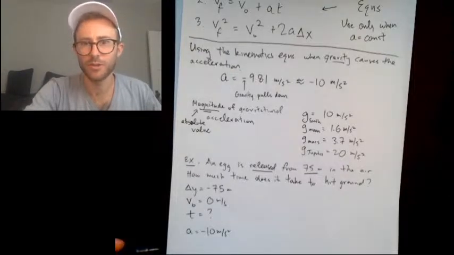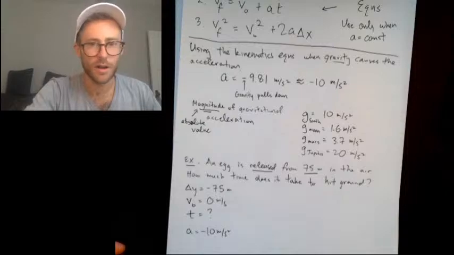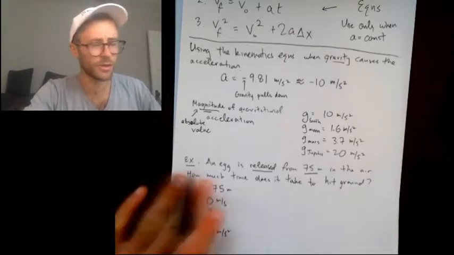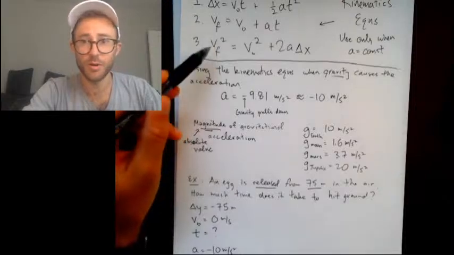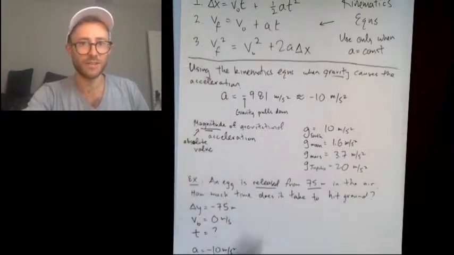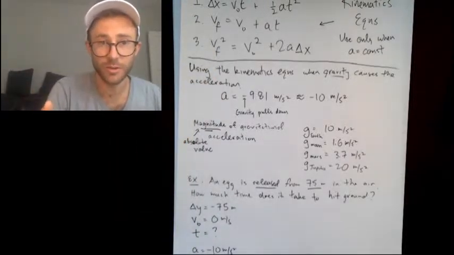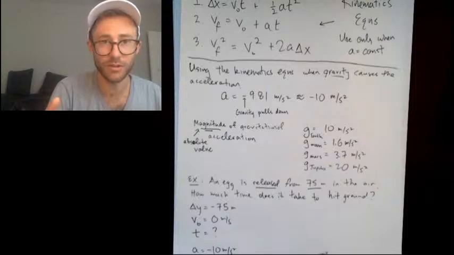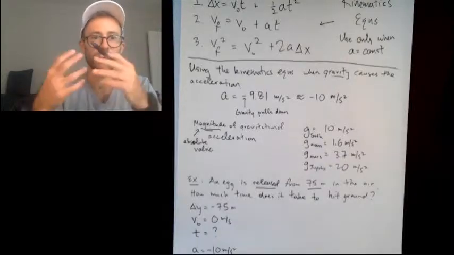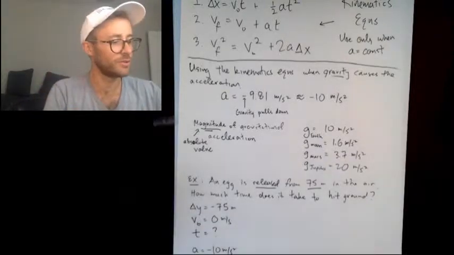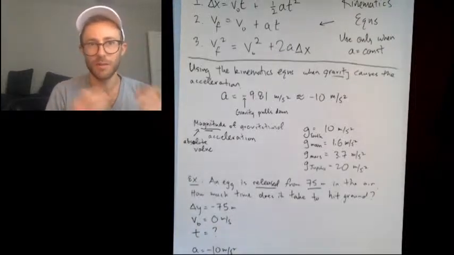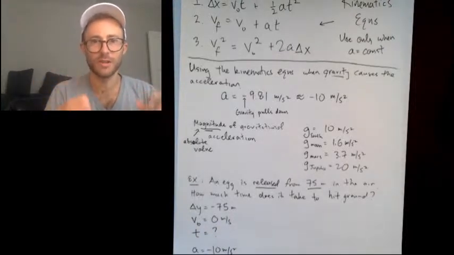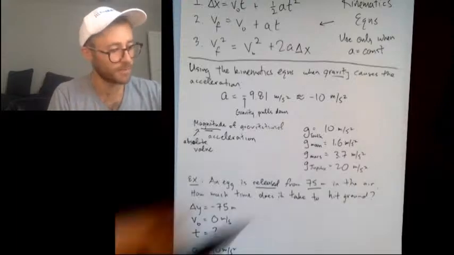So it's got to be equation 1, right? In order to use equations 2 or 3, final velocity has to be part of the problem. So for example, if I had said, how fast is it going just before it hits the ground, then I would be asking for the final velocity, in which case you would use 2 or 3. But because I don't care about the final velocity, I'm going to use equation 1.